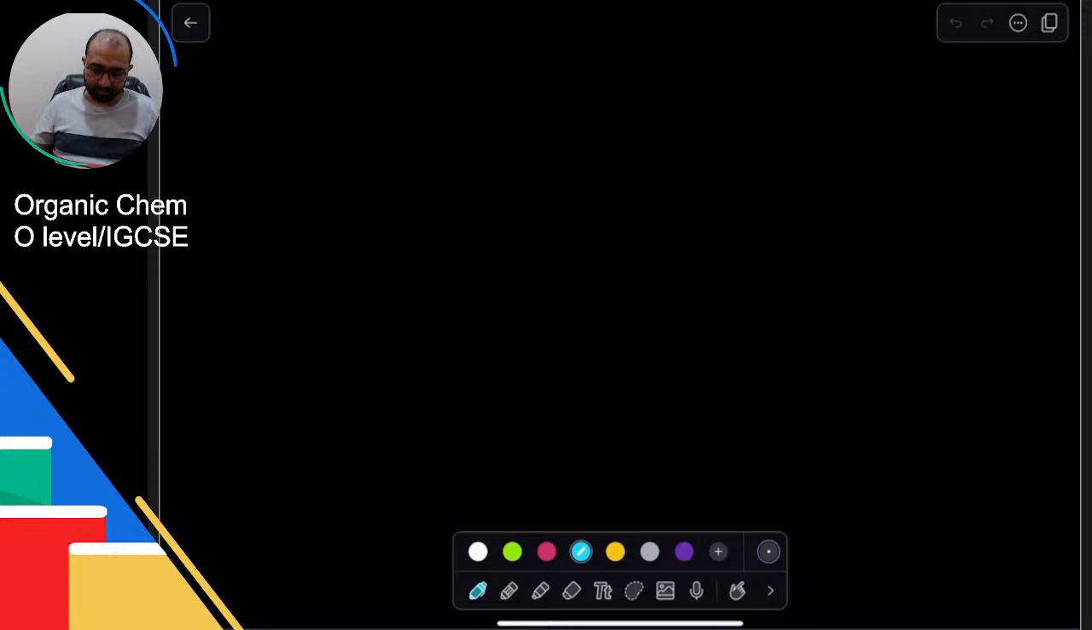So they all have the same general formula. They all have the same molecular formula. This one is wrong. They all have the same number of isomers. This one is wrong. They all have the same physical properties. No, they have trends in physical properties. So this is the only correct option.